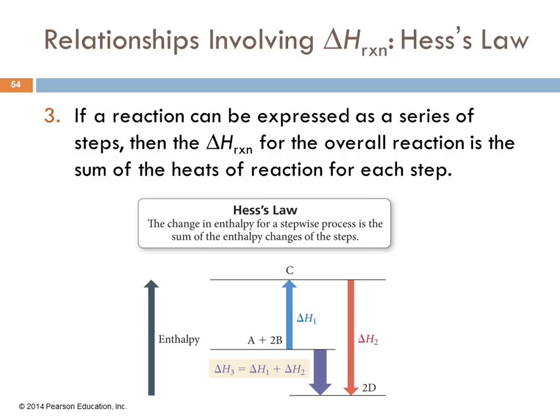We also said that the heat of reaction is a state function. It doesn't depend on the process, just like a change in elevation. Doesn't matter if you go the windy road up the mountain or if you hike straight up the mountain, the change in elevation is the same. The change in enthalpy is the same regardless of how you get there. So you can decide to get there however you want. So if we can express a reaction as a series of steps, then the heat of reaction for the overall reaction is the sum of the heats of reaction for each step. Does that make sense?